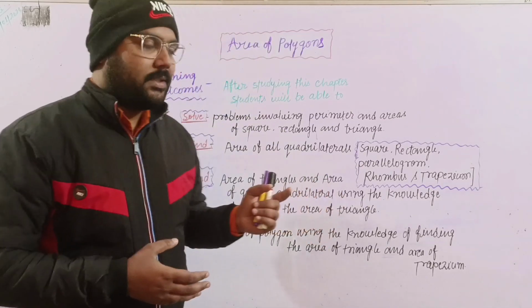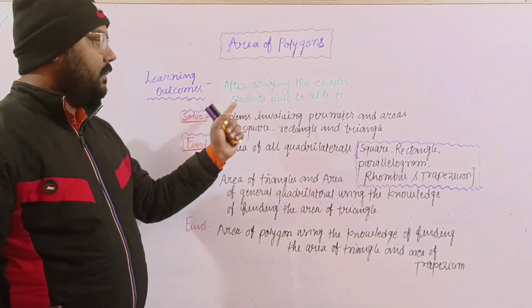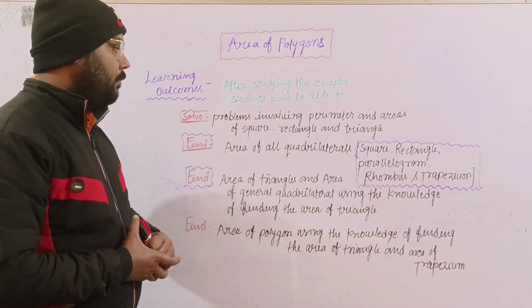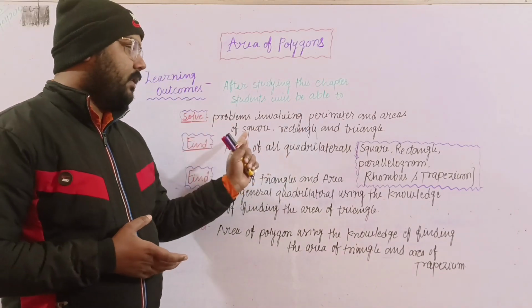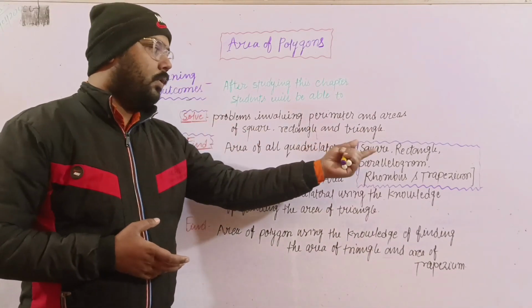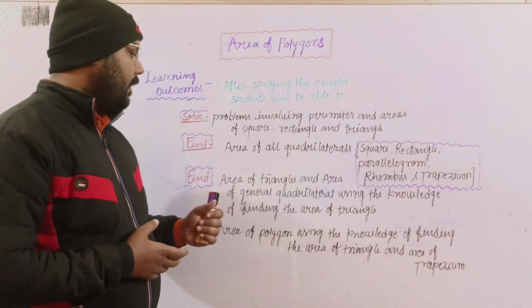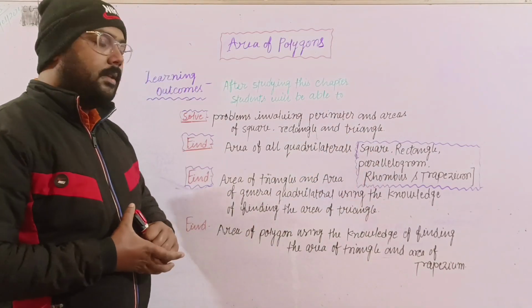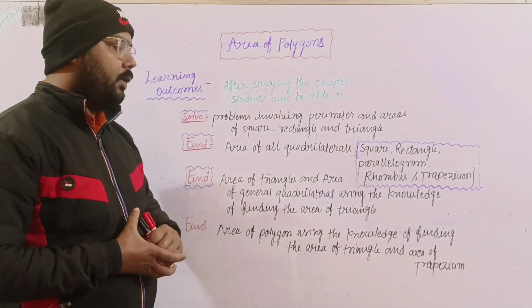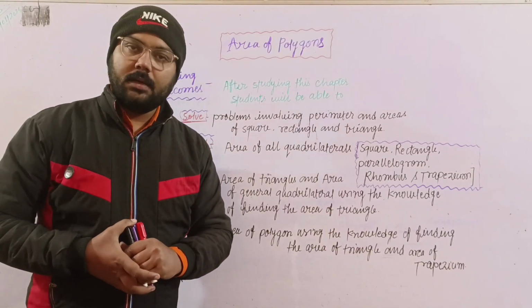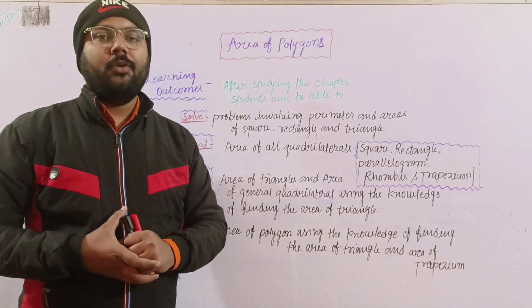But you can see here on the board, after studying this chapter, students will be able to solve problems involving perimeter and area of all kinds of quadrilateral and triangle. Then second, find the area of all the kinds of quadrilateral, and third one, find the area of triangle and general quadrilateral, and finally the area of polygons.